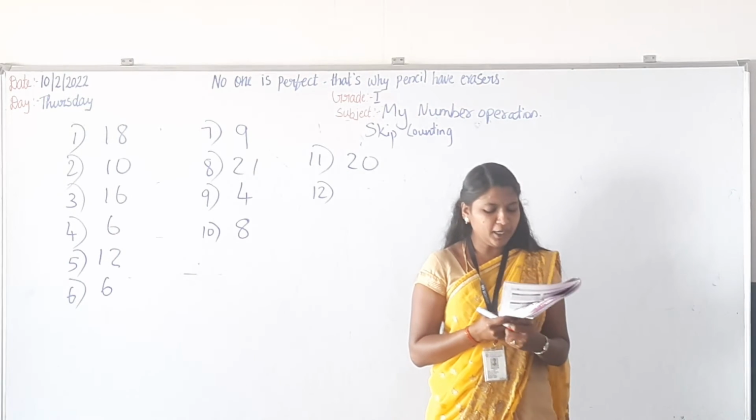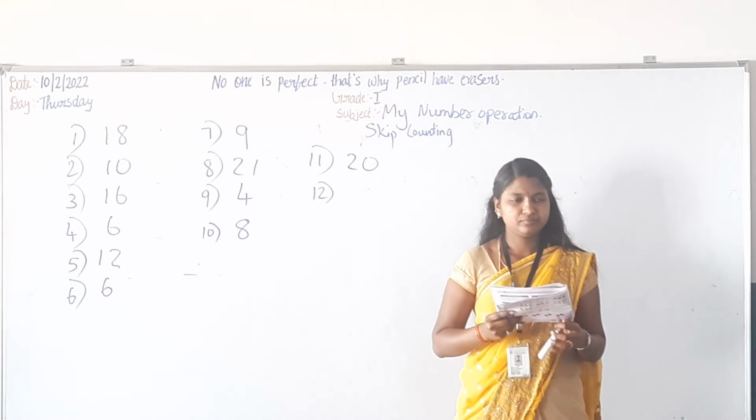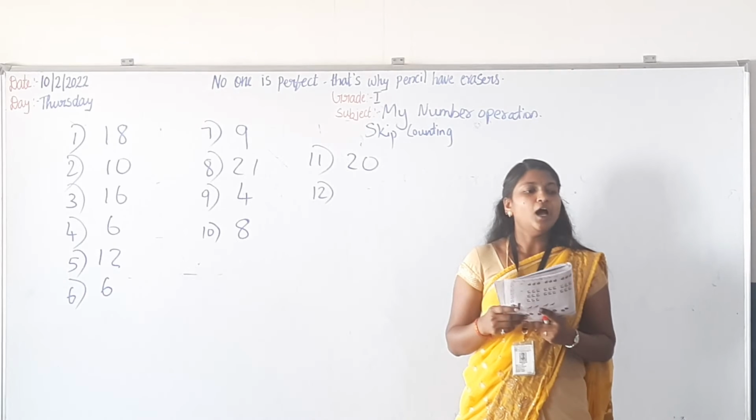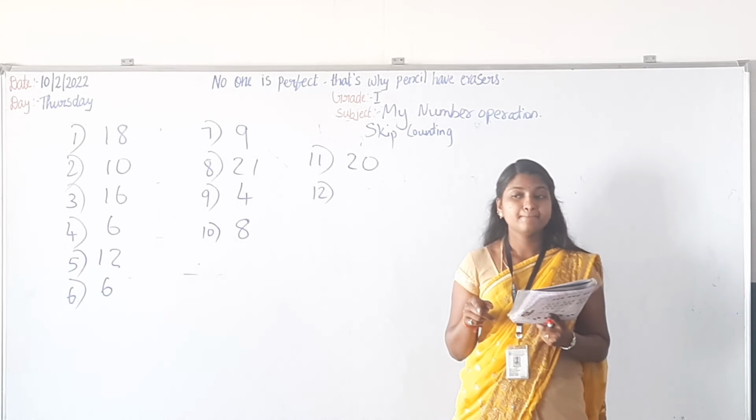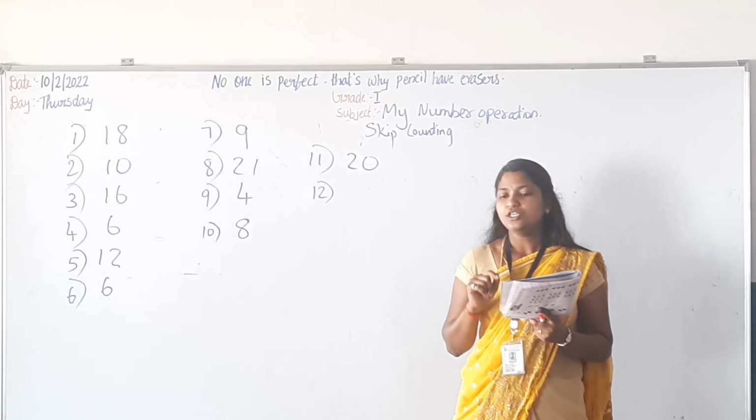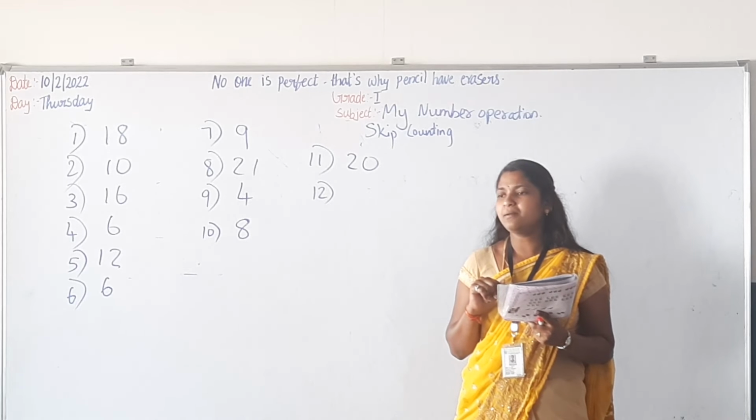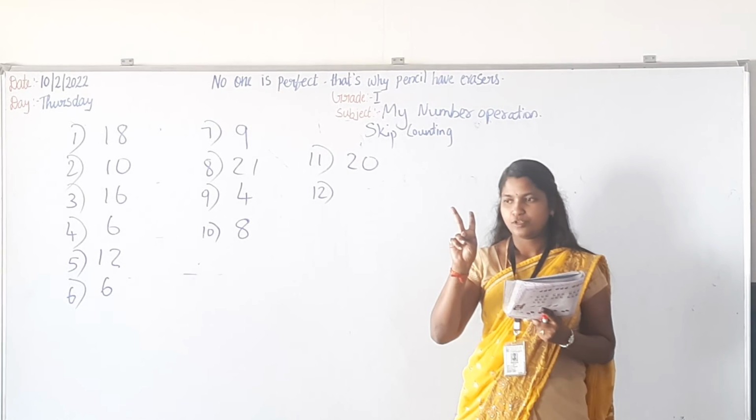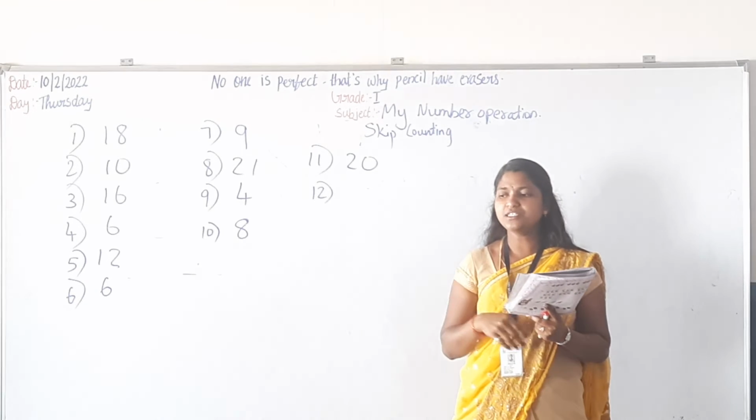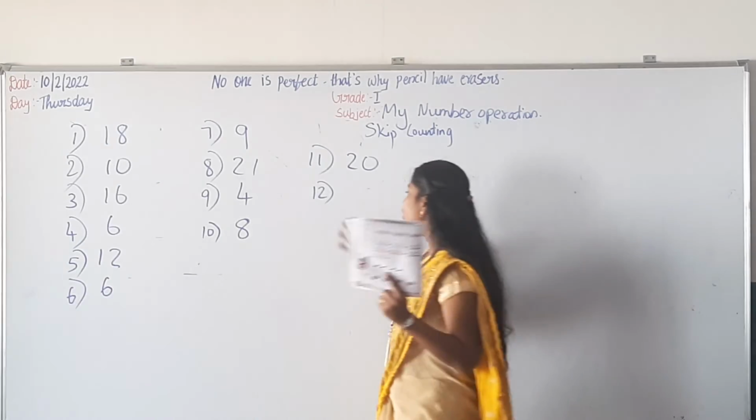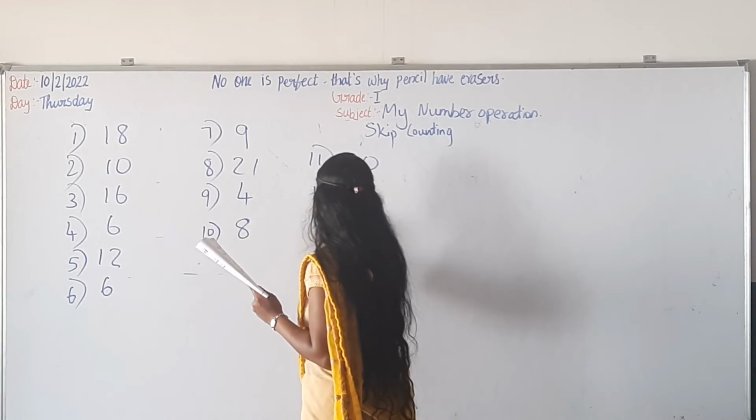Then 12th one. That is donuts. How many groups are there? Eight. So in each group, how many donuts are there? Two. So totally how much? 16. Don't shout. Slowly you can tell the answer.